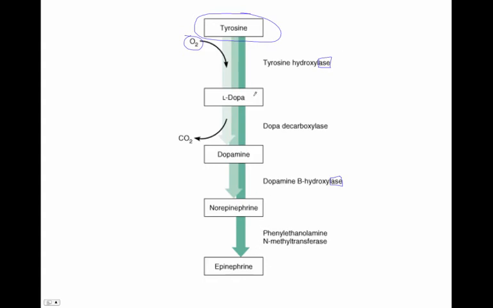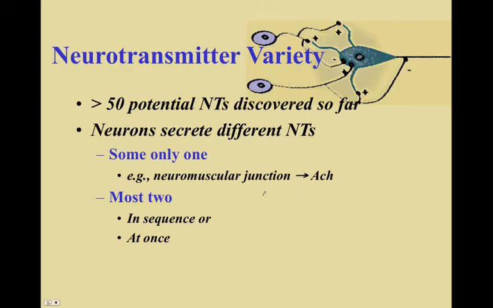At any point along the way, if we need these neurotransmitters, they can kick off and be used within our system, or they can continue within their circulation to be adjusted by an enzyme to become a whole other neurotransmitter. Neurotransmitter variety: there are over 50 potential neurotransmitters that have been discovered so far, and neurons secrete different neurotransmitters. Some neurons secrete only one, for instance, at our neuromuscular junction, acetylcholine, but most of our neurons are going to secrete two, in sequence or at once, depending on which neurotransmitters they are and where they're located.